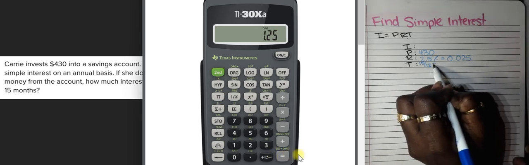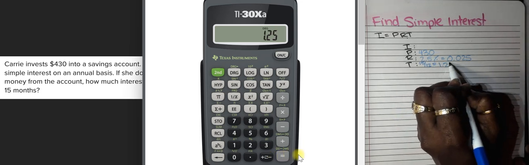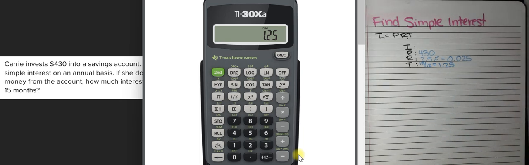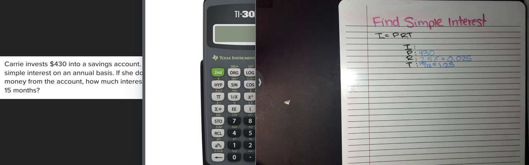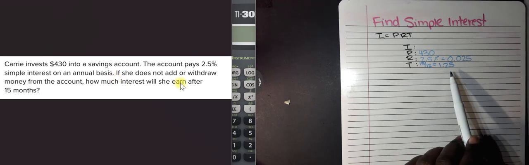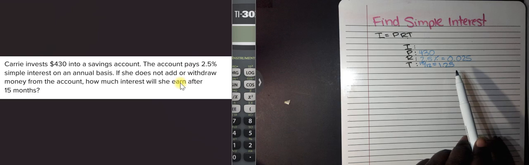So what this means is that she's leaving it in there for 1.25 cycles. So remember, we talked about those cycles when we talk about time. Each cycle is 1 year long. That's what they said in regards to the annual basis. Okay. So we're going to use this as our amount when we go to figure out the time.